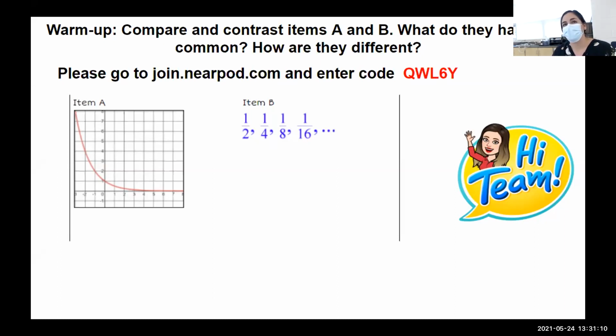So what's the same about them? What do they have in common, which is what comparing is? And then how are they different, which is contrast? So go ahead and take a look at that. Enter the Nearpod and let me know. Let me know what you think.